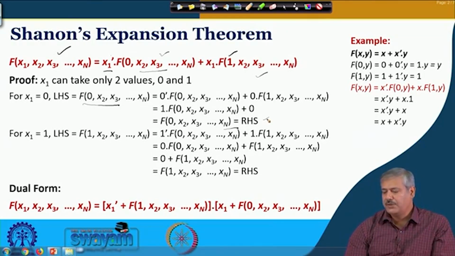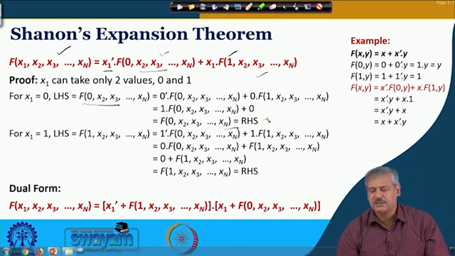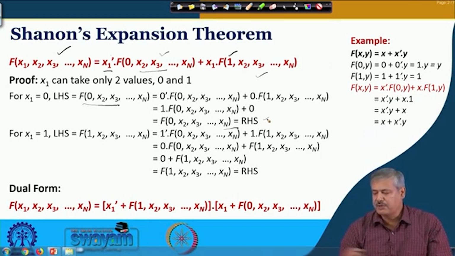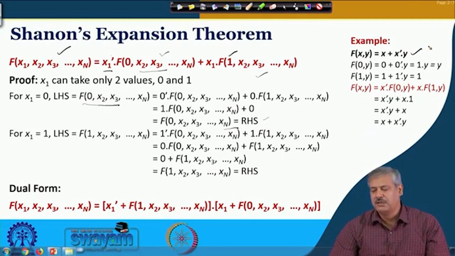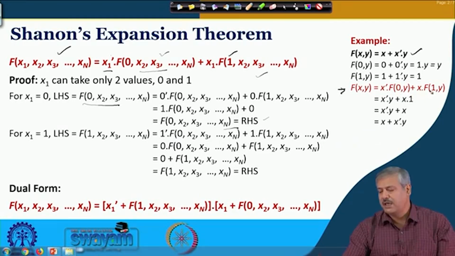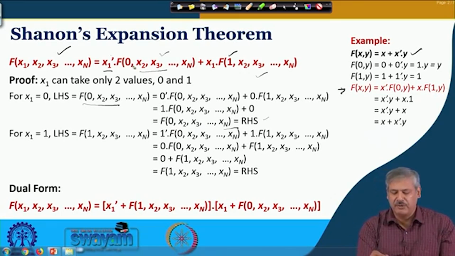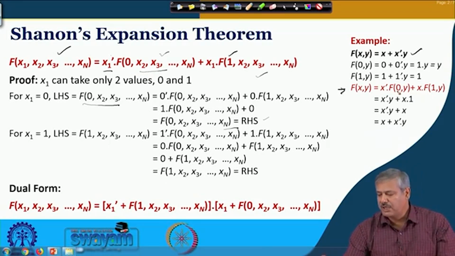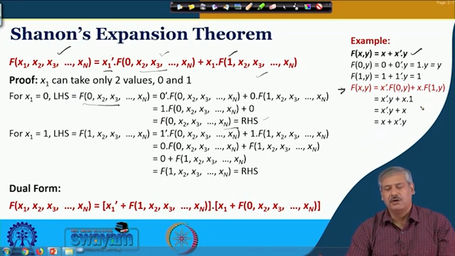Okay. And we can look at a 2 variable example, how it works out. So, this f(x, y) = x + x' y, we are already familiar. So, if we are taking out x, right, if you are taking out x, and we would like to write it in this form. So, x' f(0, y) + x f(1, y), right. It is a 2 variable problem. So, basically x1 is your x and x2 is your y, that is the way you are doing it. So, we have to calculate f(0, y) and f(1, y). How will you do that?